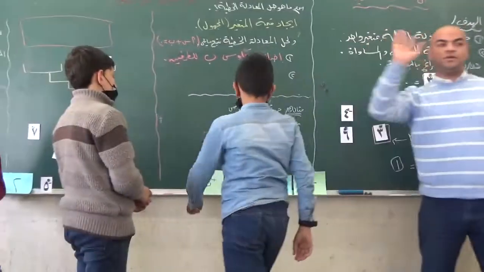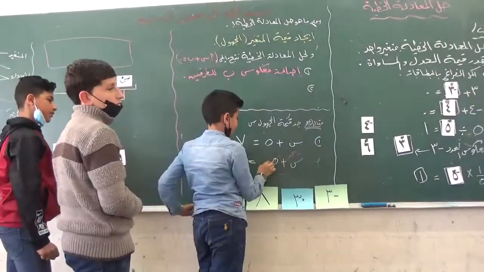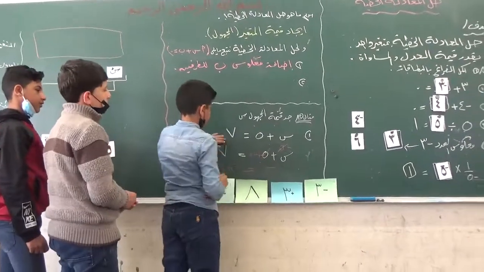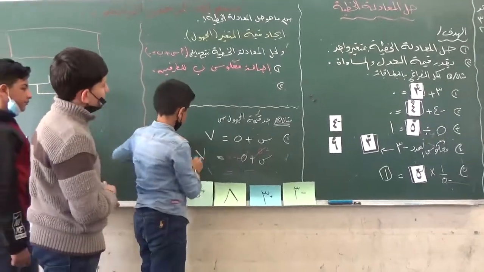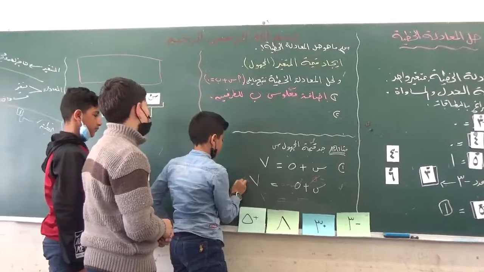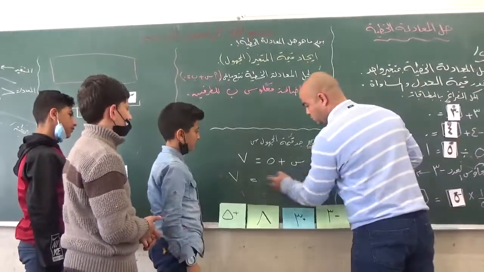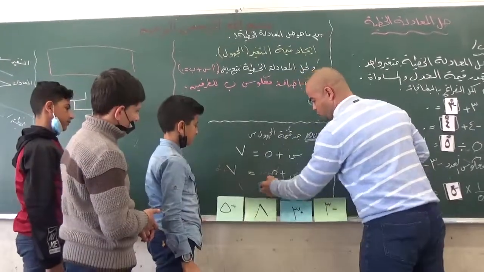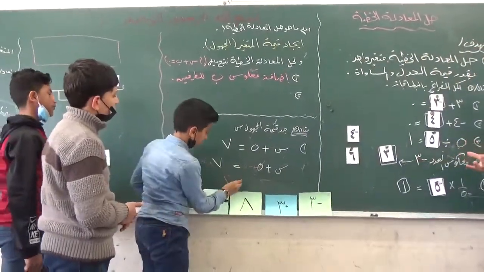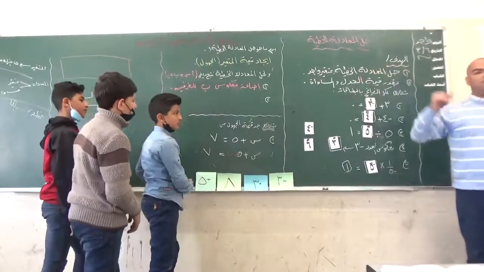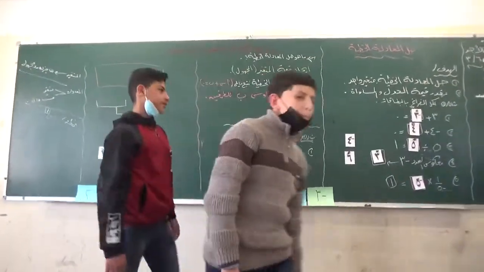Teacher: Great, come and organize it. We have to put the equal sign under each other. Great. We have to keep the balance between the two sides of the equation. We have to put the equal under each other.